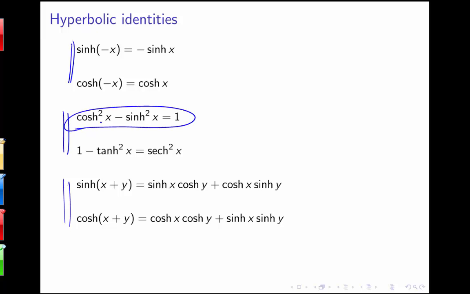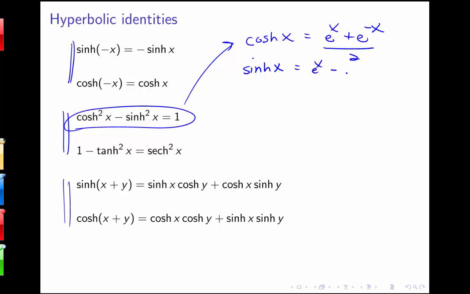Now if we wanted to prove this identity here that I stated on the previous page, we could also use our definition. So we'll just go ahead and do this just for more practice with these definitions. Hyperbolic cosine is e to the x plus e to the negative x over 2, and hyperbolic sine is e to the x minus e to the negative x over 2. So if I want to find what these values squared are, I'm going to have to square each of those quantities.